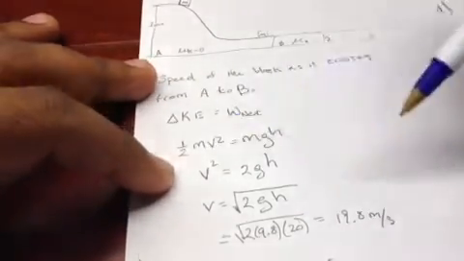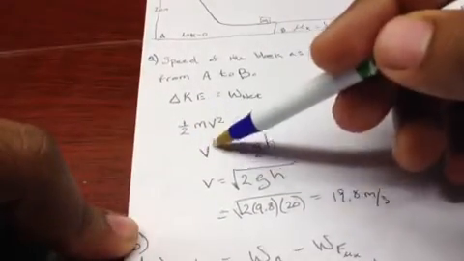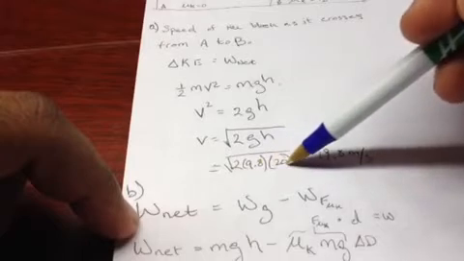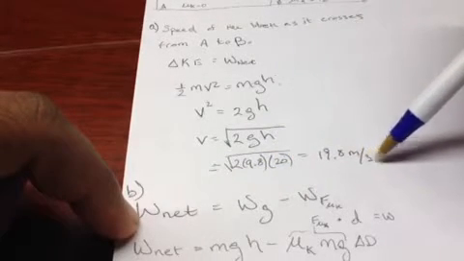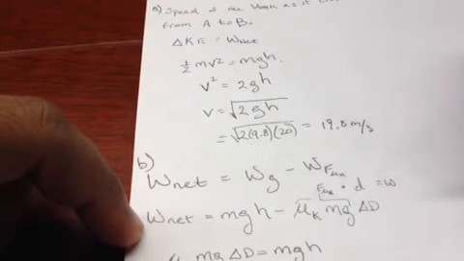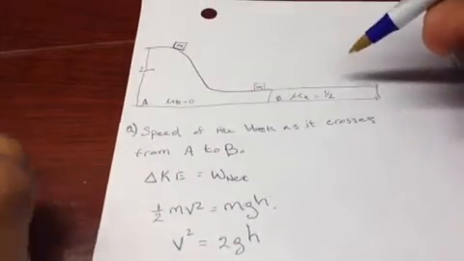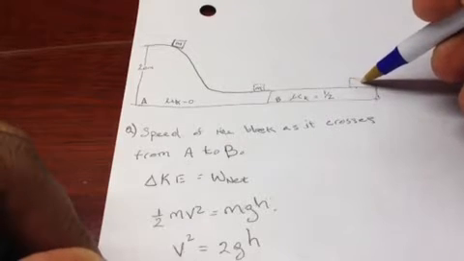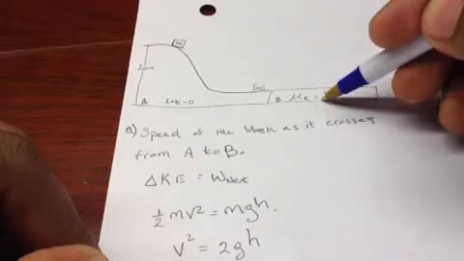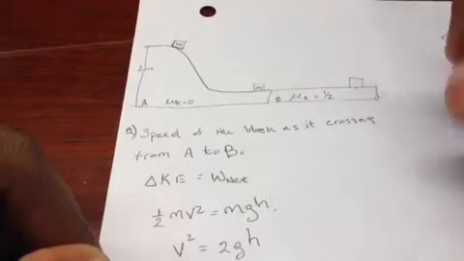From there, we can isolate v by canceling m on both sides, then taking the square root, and you'd get v is equal to the square root of 2gh. All we have to do then is plug in our numbers, and we have v is equal to 19.8 meters per second. So our next task is to determine the distance, meaning how far the block would go from the beginning of region B to where it stops due to this friction. Okay, so now we're looking for the change in distance.